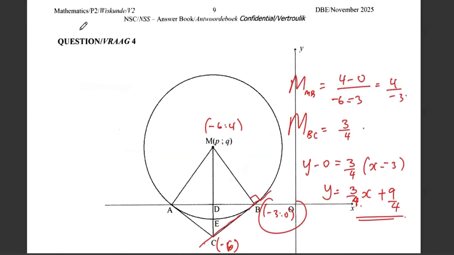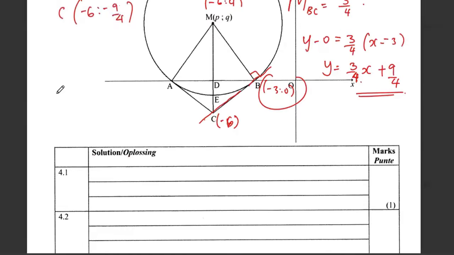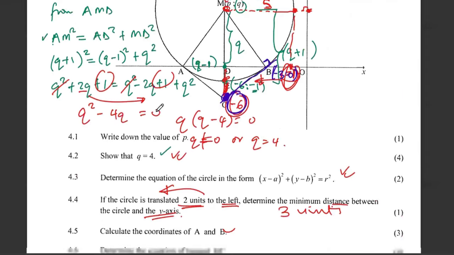Then let's use this equation that we found for BC to find the y value there. So y is going to be 3 over 4 times negative 6 plus 9 over 4. Okay, when I punch this into the calculator, that's negative 18 over 4 plus 9 over 4, which gives me negative 9 over 4. Meaning that C is basically negative 6 and negative 9 over 4, or negative 2,25. Okay, that is done. And then now we move on to the next question.